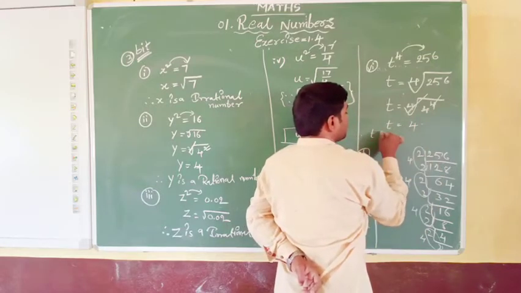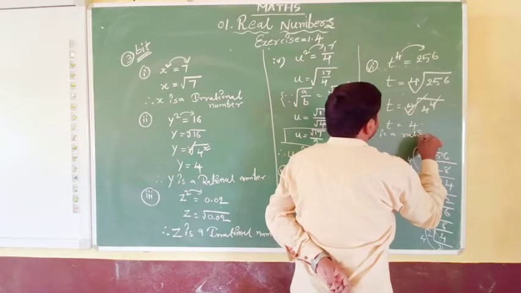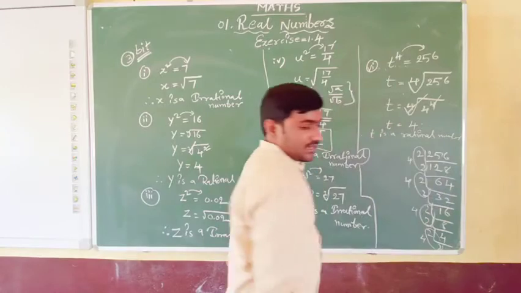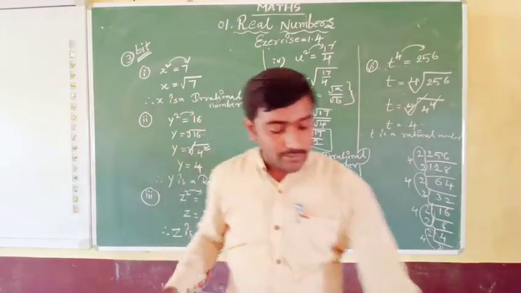Therefore t is a rational number. T is a rational number. Hence the third bit here is completed.